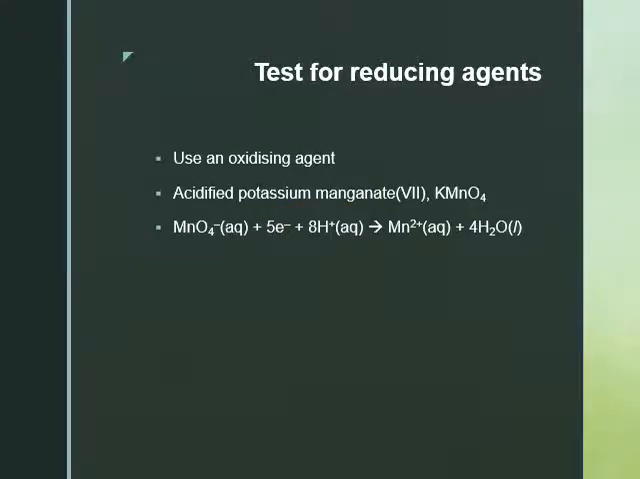How do I test for a reducing agent? Well, I use an oxidizing agent. The most common one to use is potassium permanganate, potassium manganate 7. So it converts from manganate 7 to Mn2 plus. Okay, this is pink, goes to colorless. So all these tests, we use those that have color changes so that it's easy to see the change.